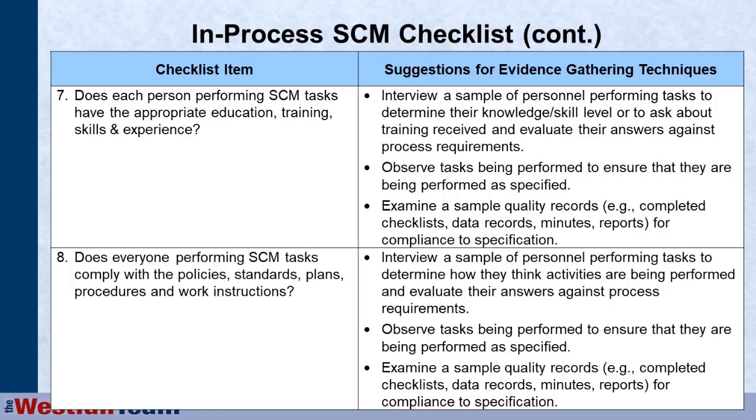Does everybody performing the CM tasks comply with the policies, procedures, and standards? Again, are the people doing what they're supposed to be doing? We can interview them, we can observe them doing it, we can look at those sampled quality records again to verify that things are being done the way they're supposed to be done.